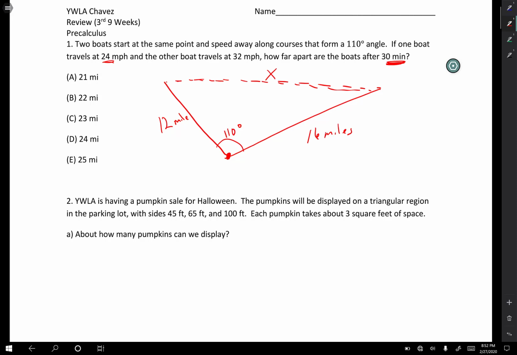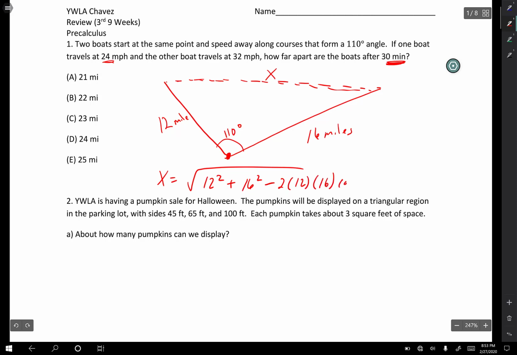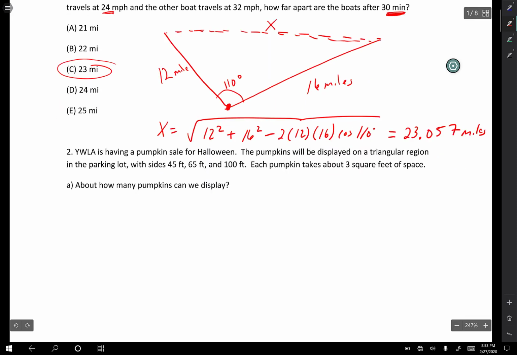I'm going to write x equals the square root of 12 squared plus 16 squared minus 2 times 12 times 16 cosine of 110 degrees. Yeah, that's all you do, guys. You type that into your calculator and you get 23.057 miles. So there it is. All right, here we go.